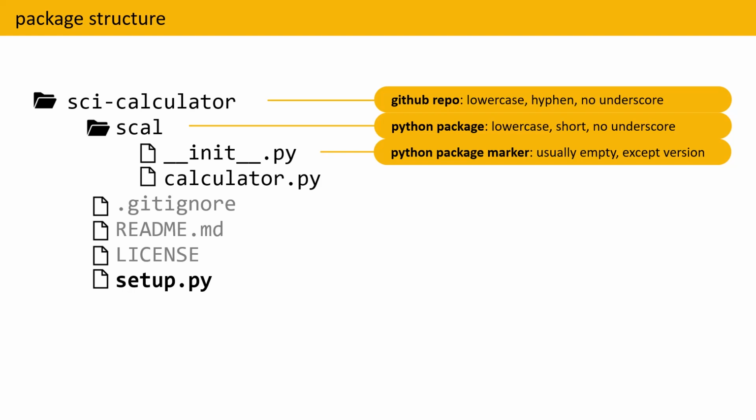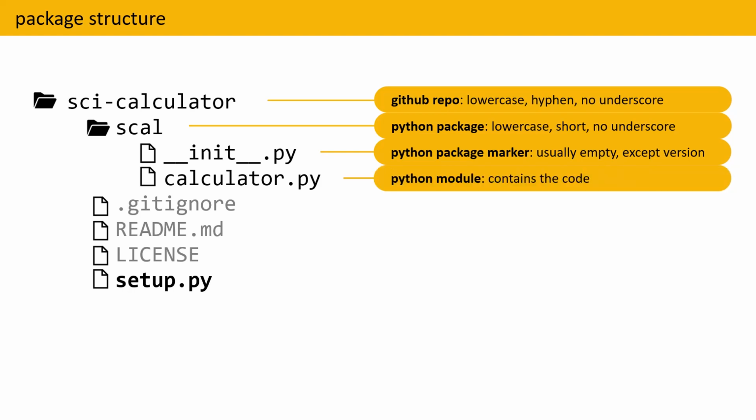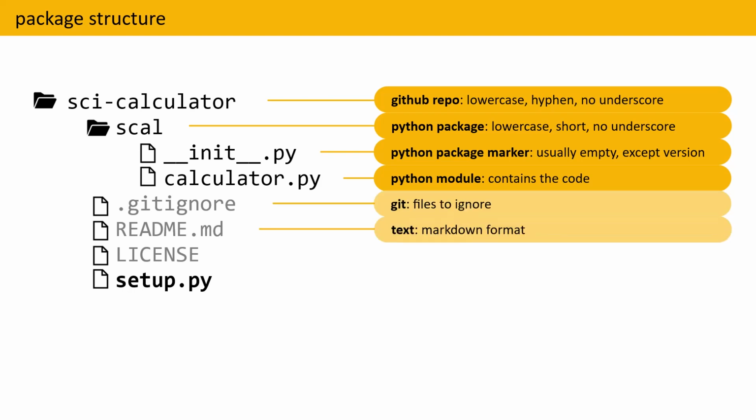Apart from a version number, more about that later, __init__.py should not contain any code, with a few exceptions. Any file with Python code within a Python package is called a Python module. In this example, calculator.py is a module. A typical package also contains a .gitignore file, a readme file, and a license file. All of those are generated automatically when creating a GitHub repo via the web interface.